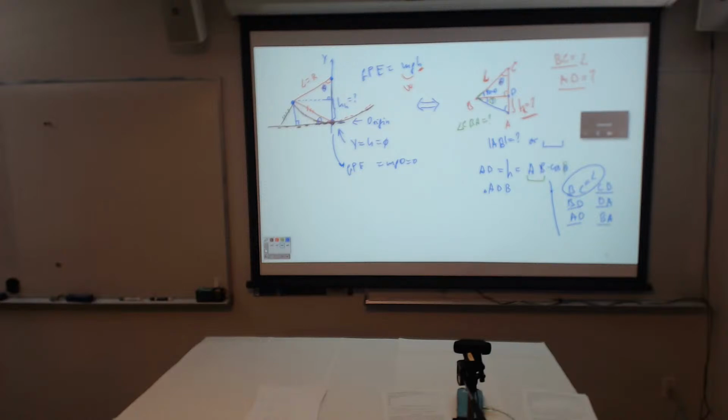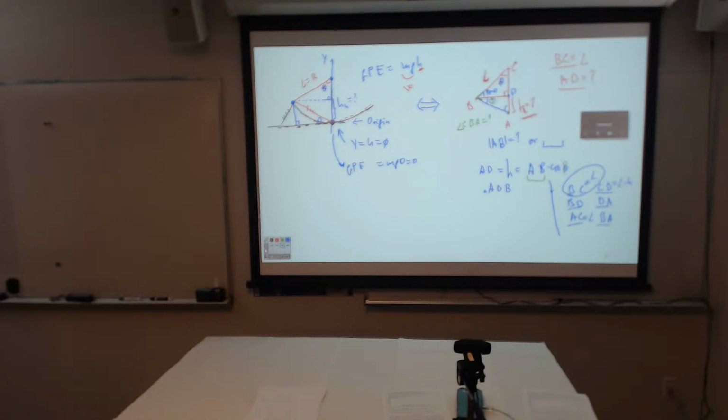CD would be L minus H or AD. Why? Because BA or AC is the length of the chain when they're at the origin or at rest. So yeah, AC also is equal to the length of the chain. See? So this is what you're looking for.